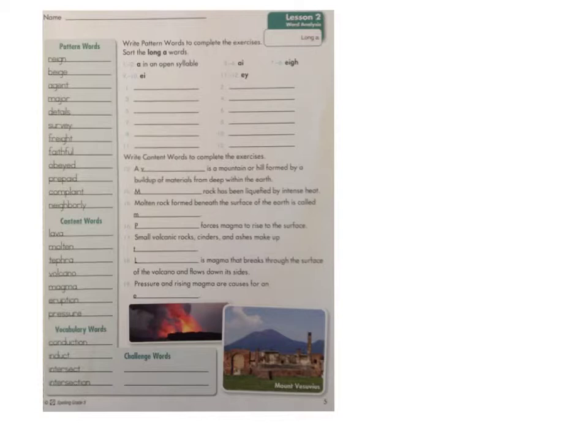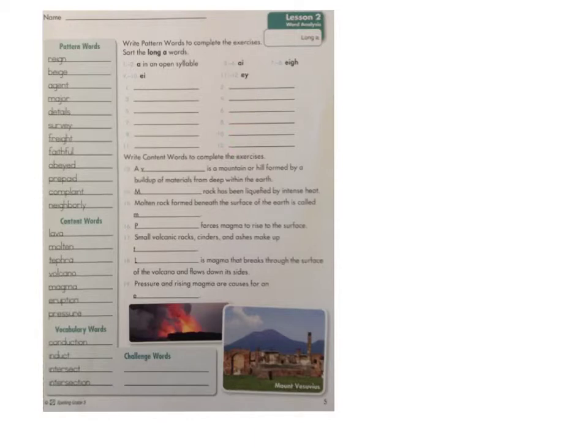5 categories you'll be sorting them into. 1 and 2 is A in an open syllable. 3 through 6 is AI, making that A sound. 7 and 8 is EIGH, making the A sound. 9 and 10 is EI, making the A sound. And finally, 11 and 12 is EY, making the A sound. 12 words, 12 spaces. You'll be using them once each.